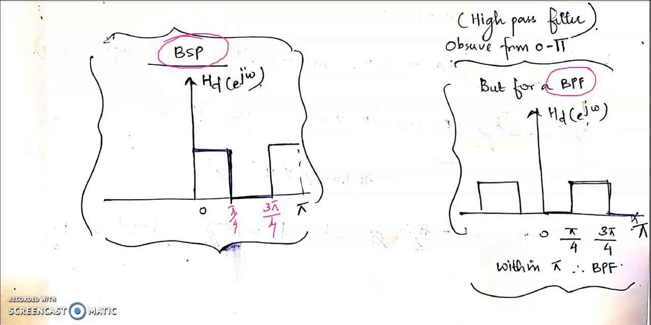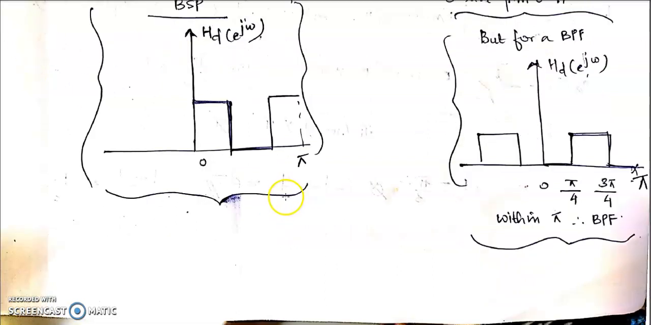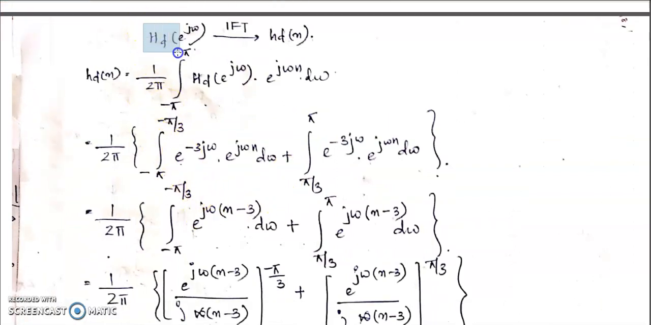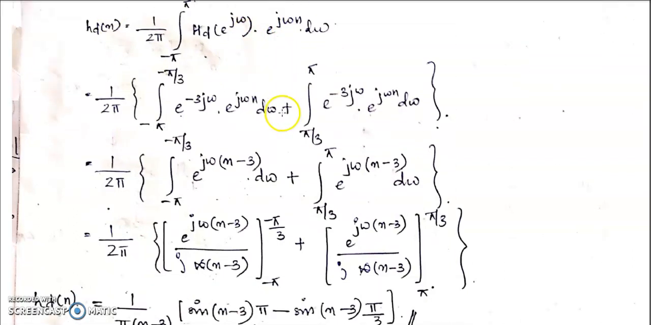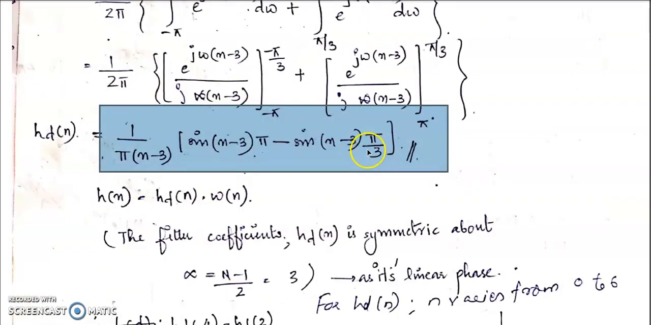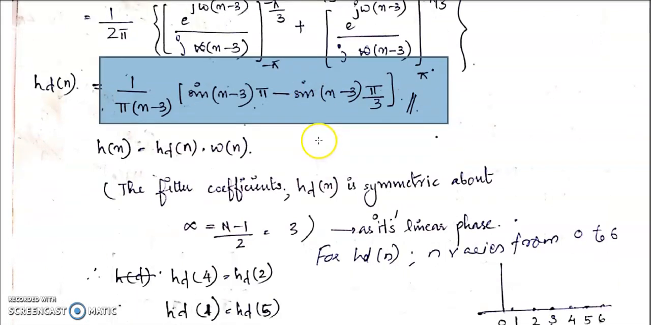Next, we can move back to the problem. Here we checked the type of filter and what HD of e raised to j omega is. Then from that we want to compute HD of n. We compute HD of n using the inverse Fourier transform. The steps are mentioned here. You can check it, and you will get HD of n like this. This is the expression for HD of n. So we can say that HD of n is symmetric with respect to the point 3.